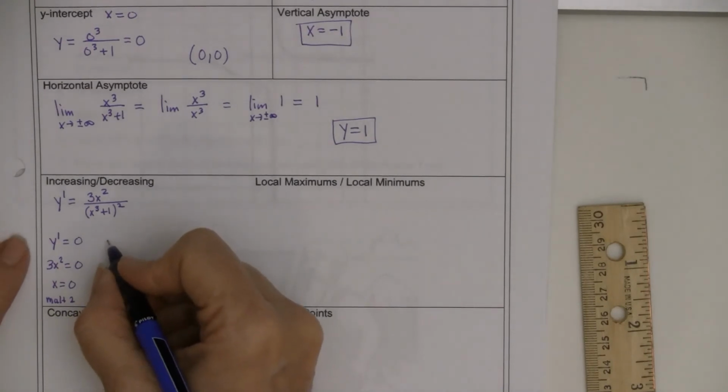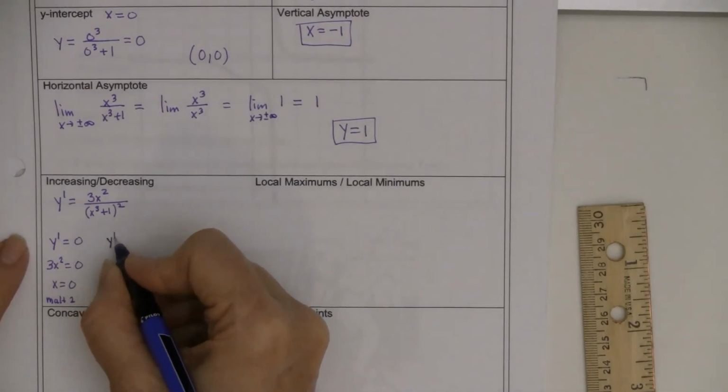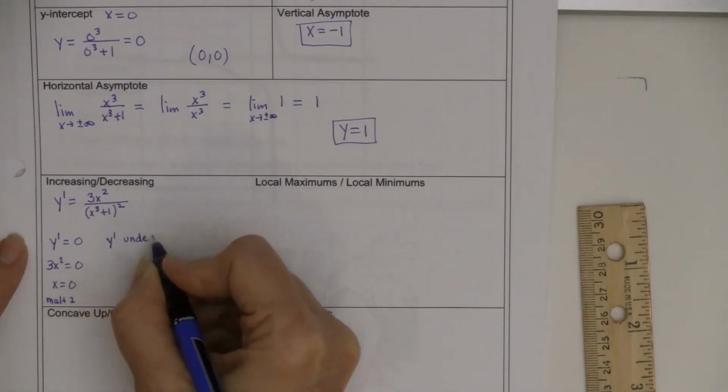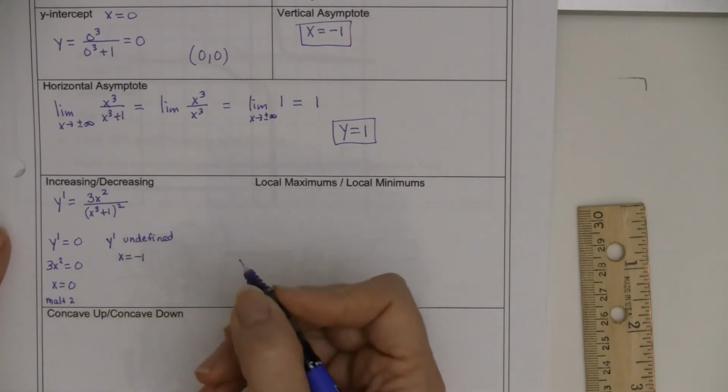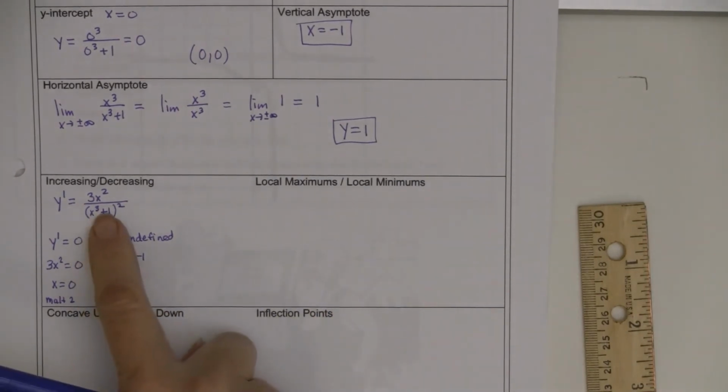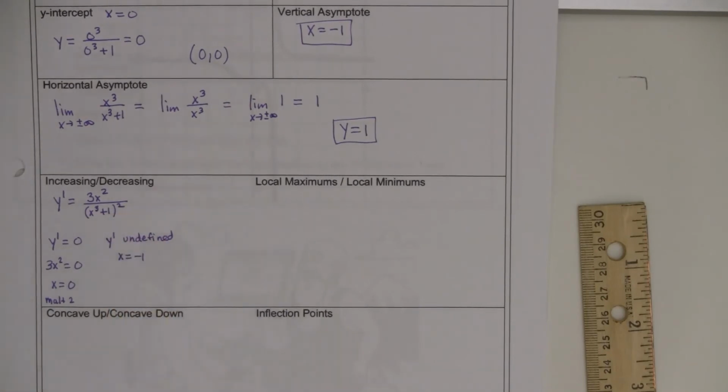And then I want to know where it's undefined. The first derivative is undefined at x equals negative 1, which, looking at the denominator, remember, is x to the third plus 1 raised to the second. And when I solve that, take the square root of both sides, you get x to the third plus 1. And then solving down to get to that, you can get to the same thing we had, and x is equal to negative 1.